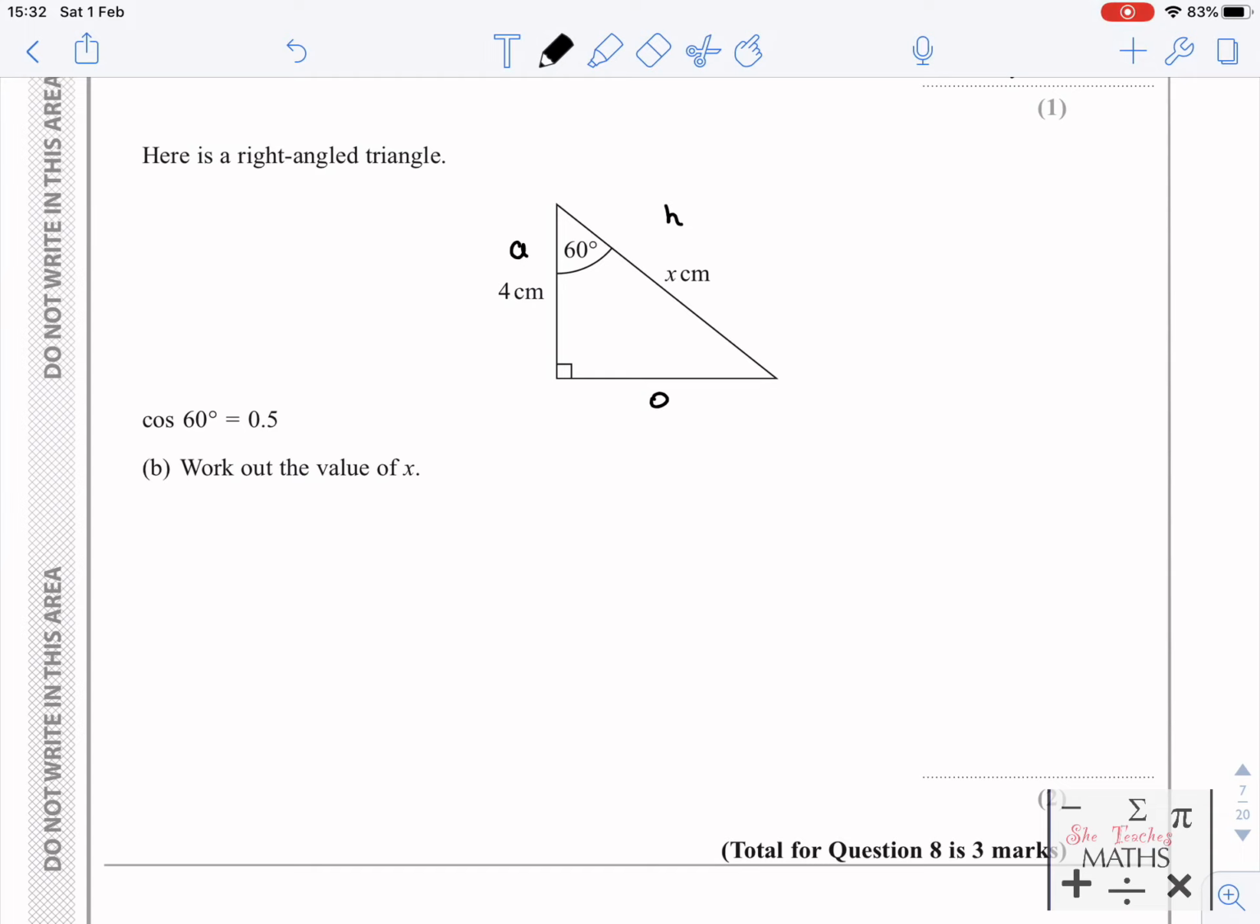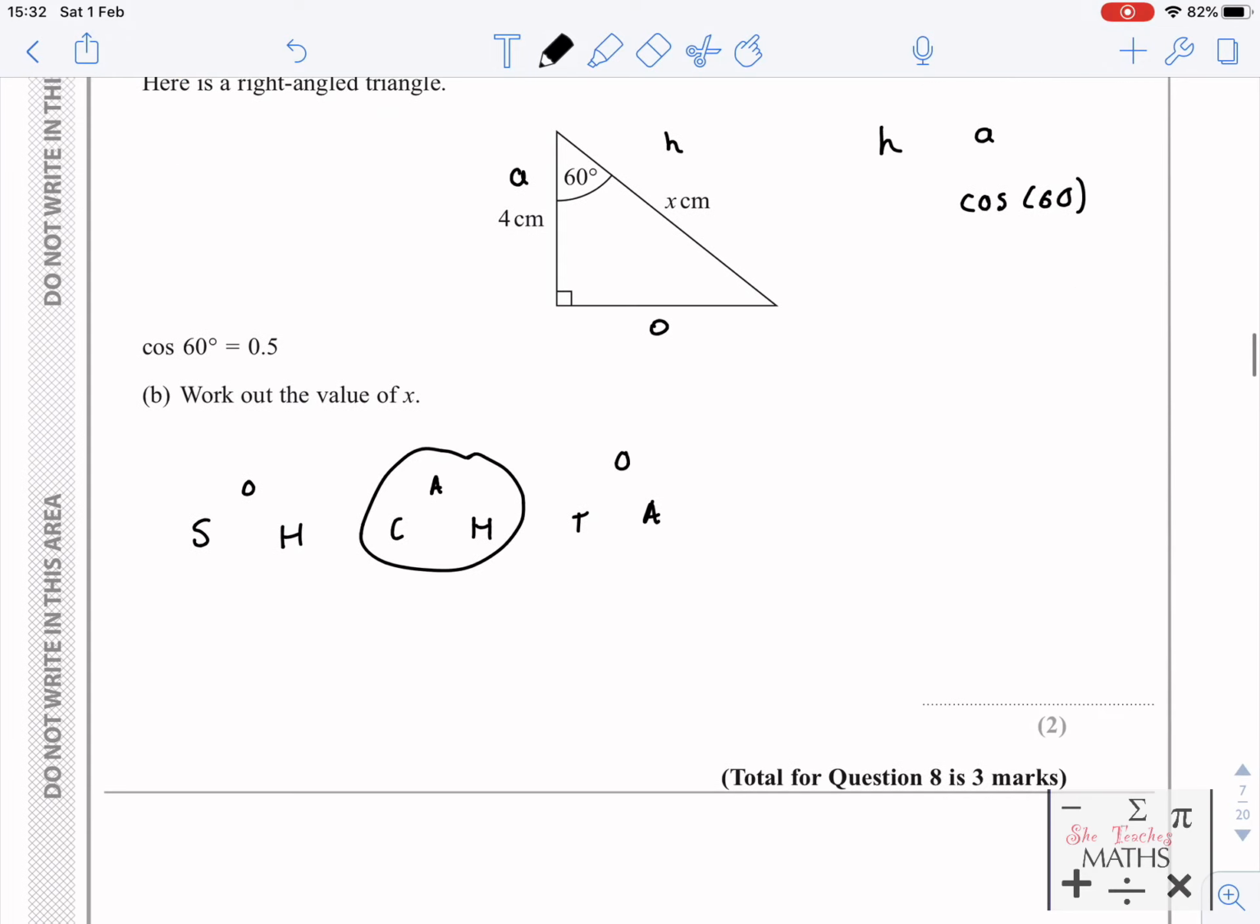So, if you haven't guessed already, we are going to be using SOHCAHTOA. And we want to find out the hypotenuse. We've got the adjacent, and we've also got cos 60. So we can already tell we are going to be using CAH.